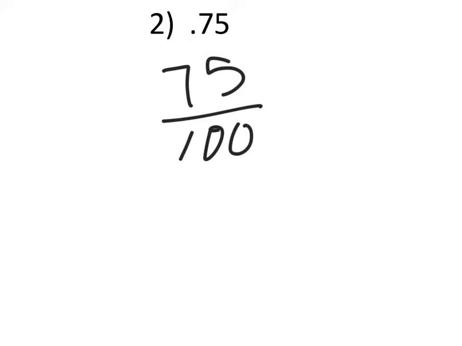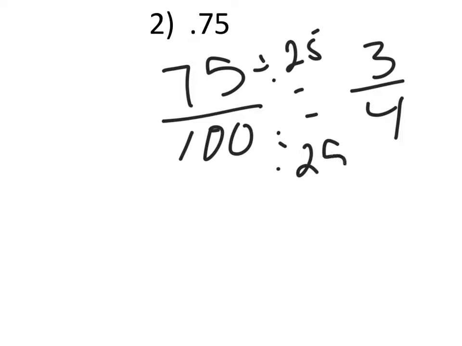With number 2, again, I could follow that same idea. 75 hundredths. Well, this one I may not even need to simplify. I might recognize that because I know that's also money, the decimal .75 can be referred to as 3/4. Now, I could prove it by showing how I got there. I divided 75 by 25, got 3. 100 divided by 25 is going to be 4, and I have my 3/4.